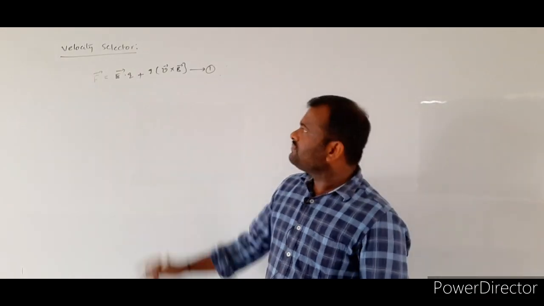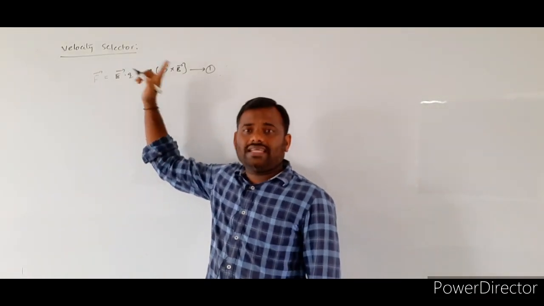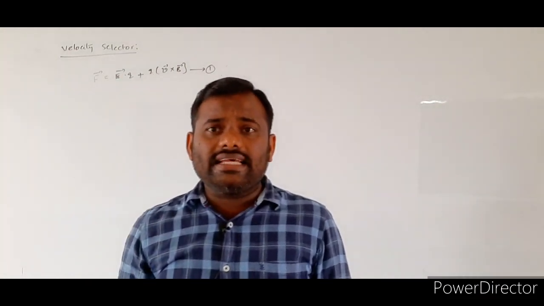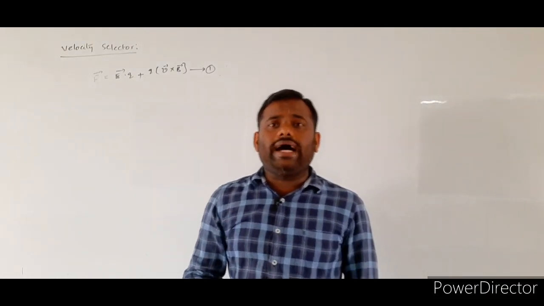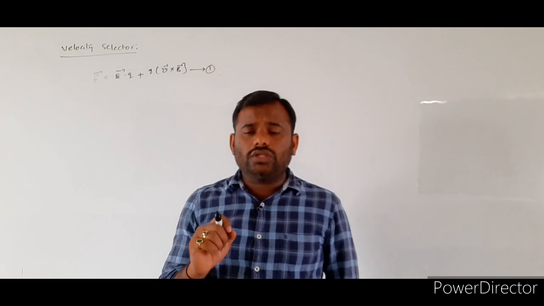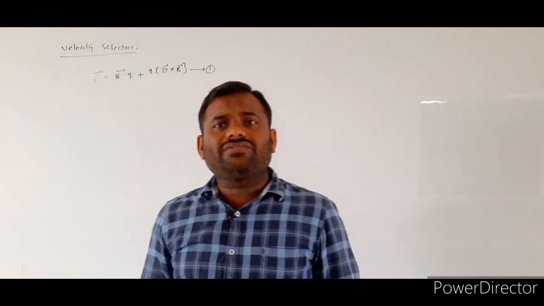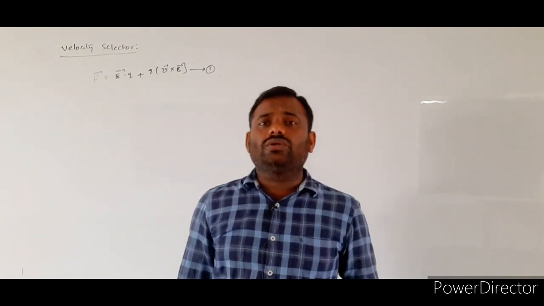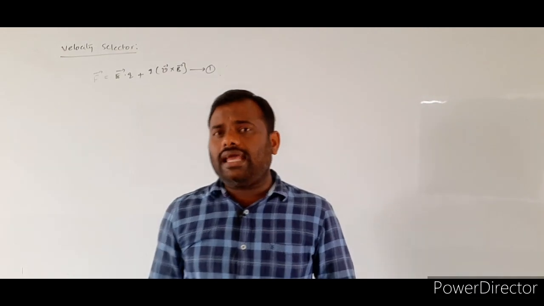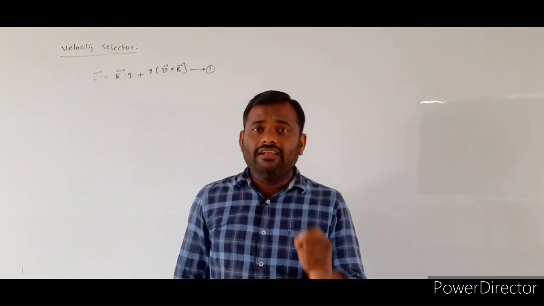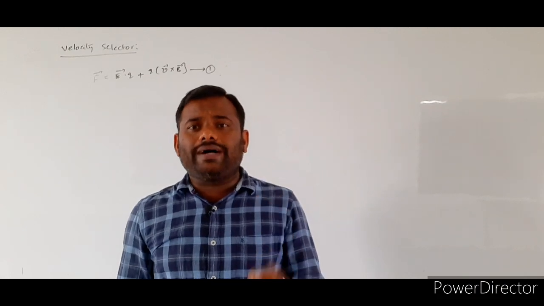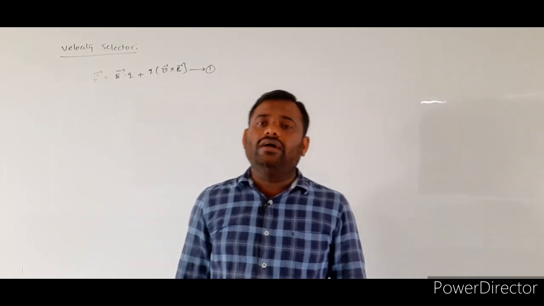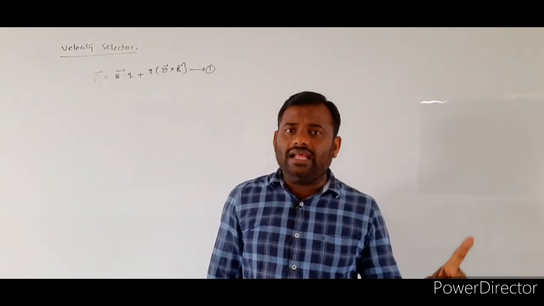Then, what is the meaning of velocity selector? In the velocity selector, we are choosing the values of the magnitude of the electric field intensity as well as the magnitude of the magnetic field intensity, for the purpose that the charged particle should not be deviated while it is passing through the combined fields.